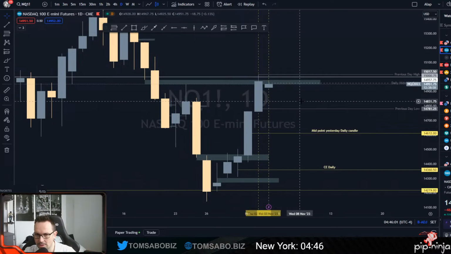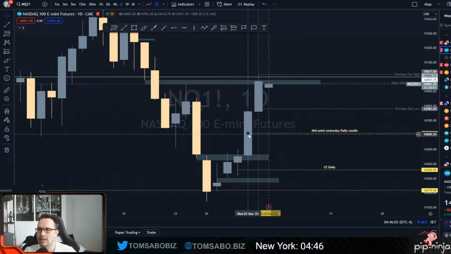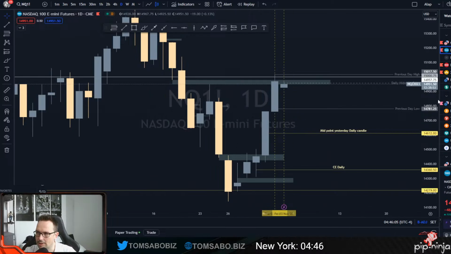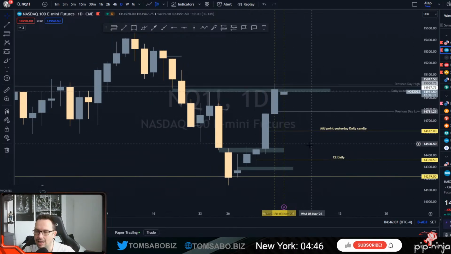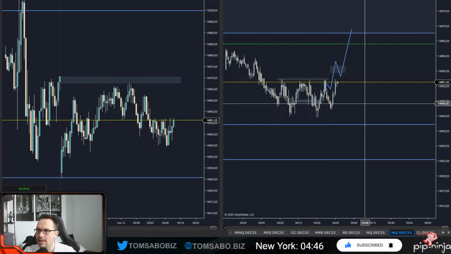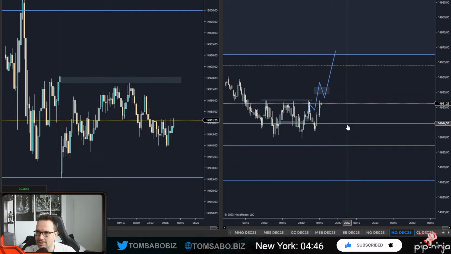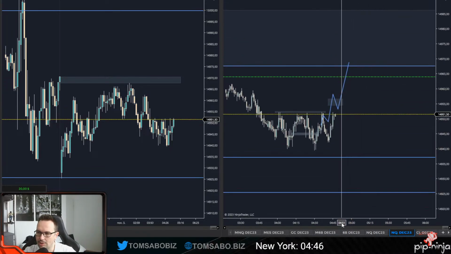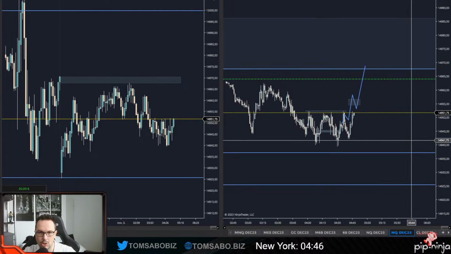So midpoints or CE levels are quite important in trading in my terms. And when I was reading about this before ICT, I completely agree that CE levels are really respected by price. You can check it.